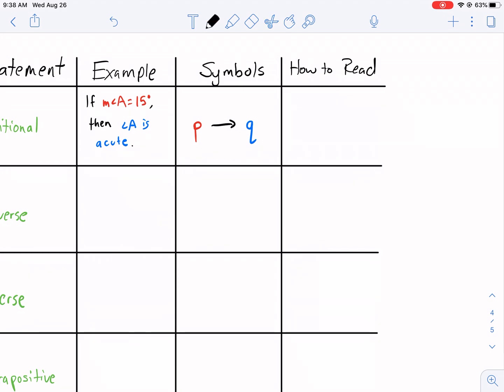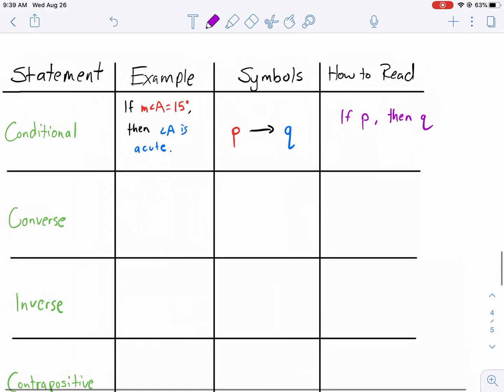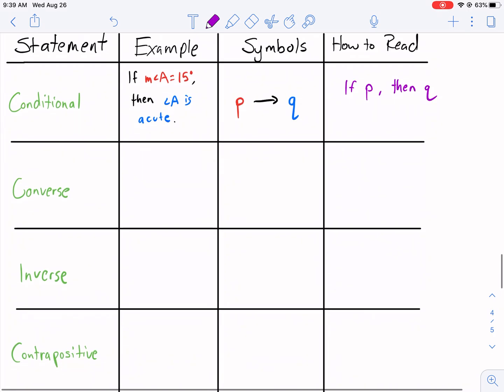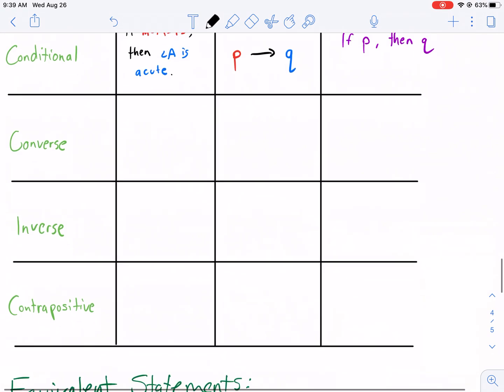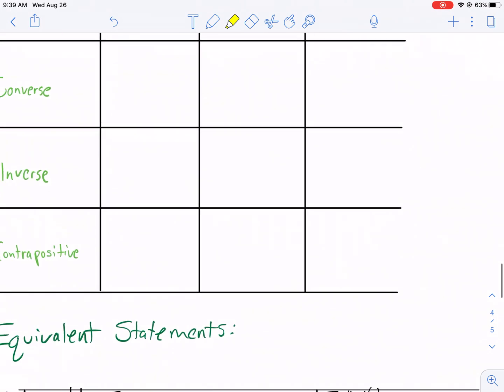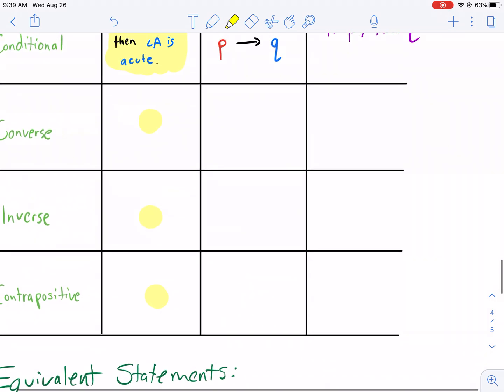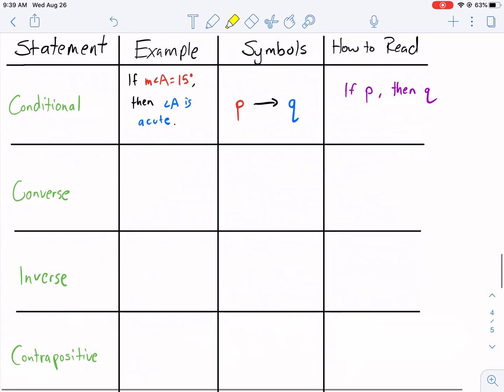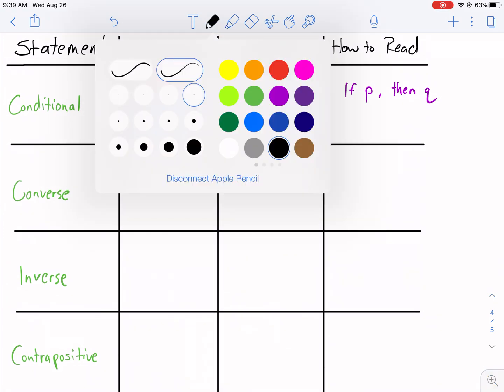Now, how do we read this symbology? We read it as if P, then Q. That's what this stands for right here. If P, then Q. That's a conditional statement. Think about all these as different ways of writing the same thing. So we're going to use this same example 4 times. This is going to be applied to all these down here. We're just going to change up the order, and we're going to see how it affects the truth of this statement in a little bit. But first we're just going to practice writing it.